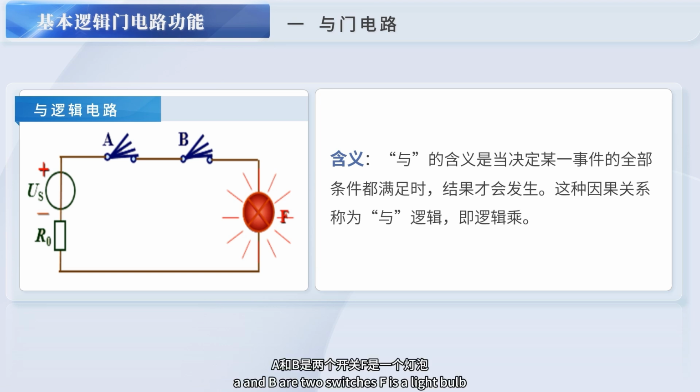A and B are two switches. F is a light bulb. Here, the on/off states of A and B are the conditions of the logic, while the light being on or off is the result of the logic. In this AND logic circuit, only when both switches A and B are closed will the light bulb F light up. As long as one of the switches is not closed, the light will not turn on.